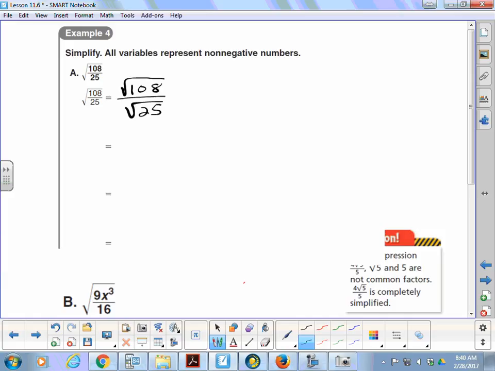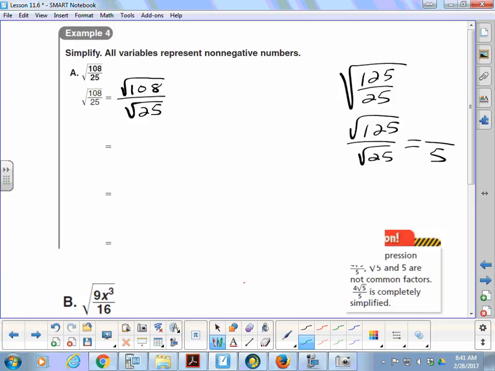In other words, if I had the square root of, let's just say this for the moment, square root of 125 over 25. Now, I could simplify this first, but because the denominator is a perfect square, I might want to just leave it like this, because when I simplify, the denominator is that whole number. Now, that's not necessarily a great example, but the point is that whenever I can, if I have a denominator that is a perfect square, I want to leave it that way.